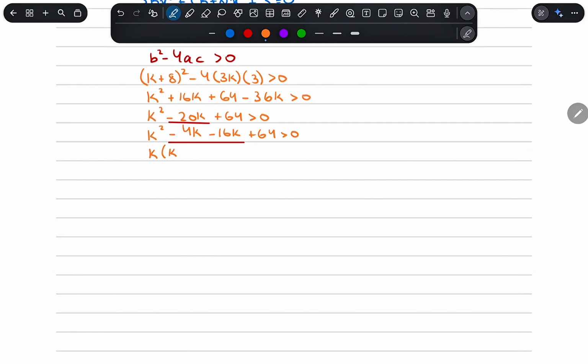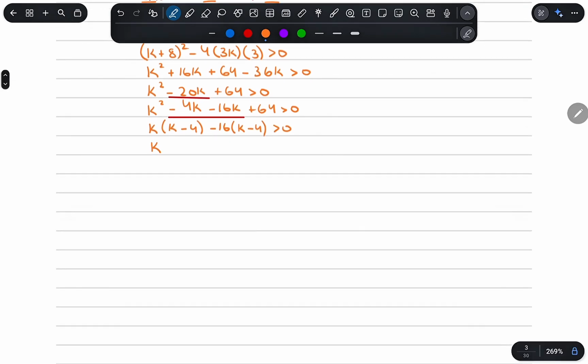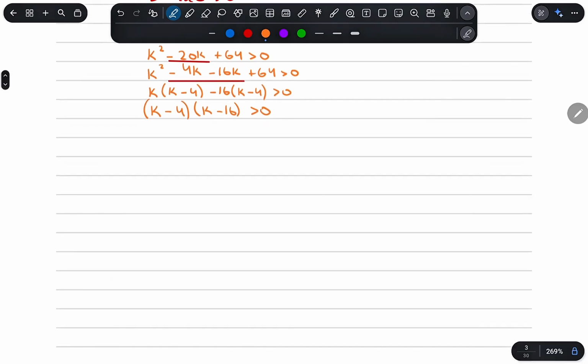So we can take k as a common factor, and we'll have (k minus 4)(k minus 16), which is greater than 0. So the two factors that we have are k minus 4 and k minus 16, and their product must be greater than 0. If we solve it individually, we'll have k minus 4 must be greater than 0, or k must be greater than 4, or k minus 16 must be greater than 0, or k must be greater than 16.